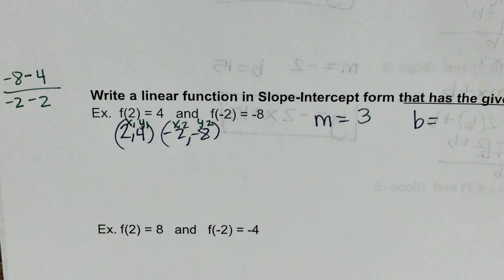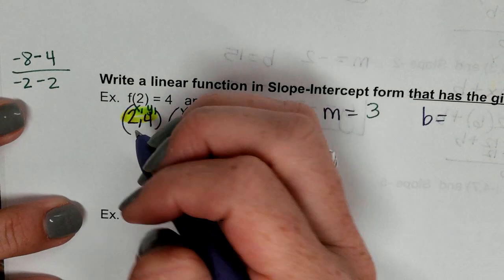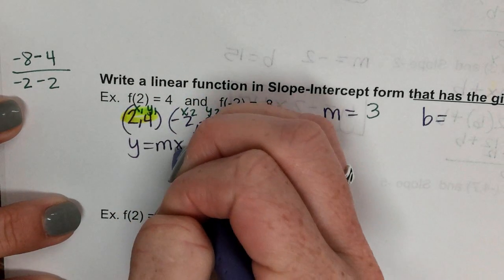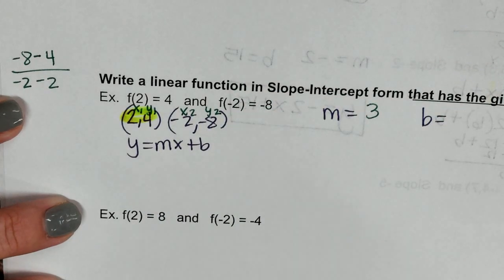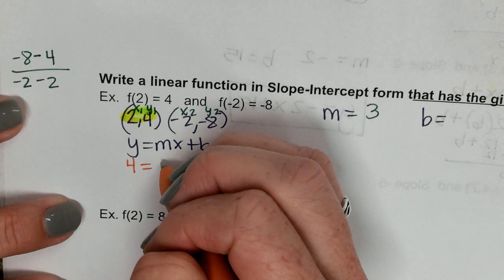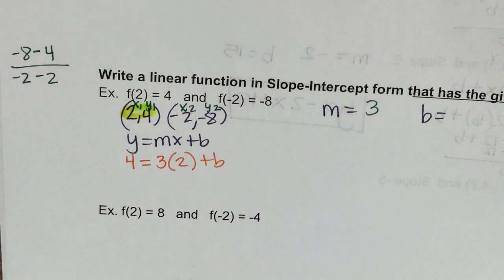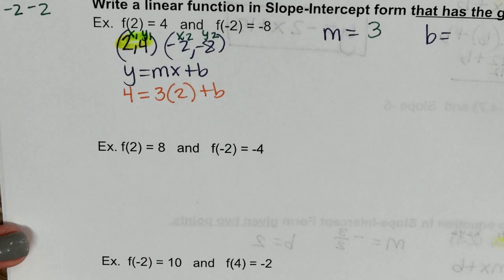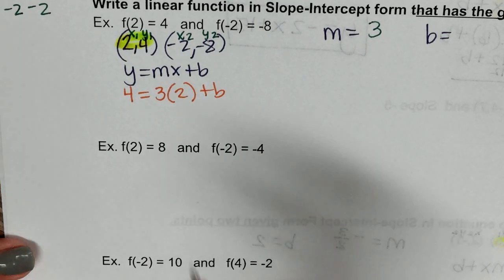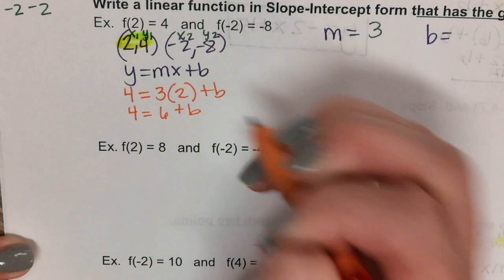Okay, which one of these coordinates would y'all like to use? The first one? Okay. So I have y equals mx plus b. So I'm going to plug 4 in for y, 3 in for m, 2 for x, and then plus b. So I have 4 equals, 3 times 2 is 6, plus b.